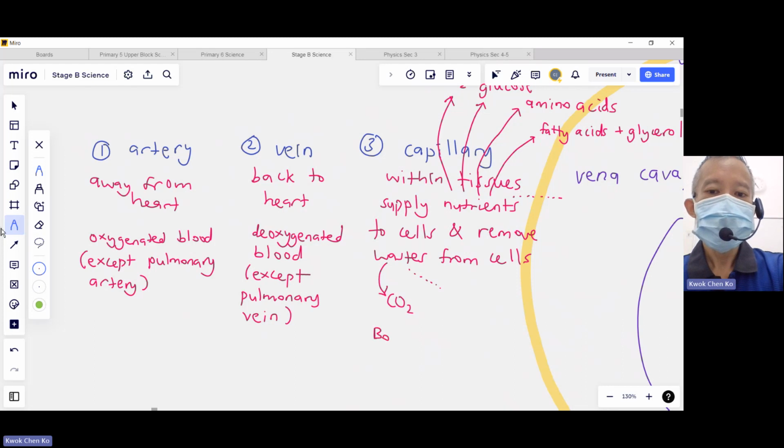Lastly, for capillary, well, they are workhorses, so they carry both. They carry both oxygenated and deoxygenated blood.